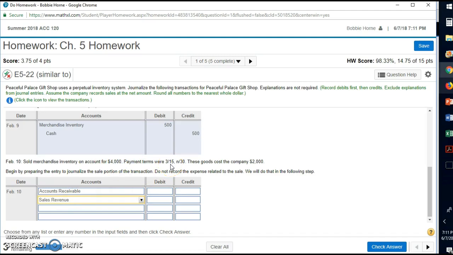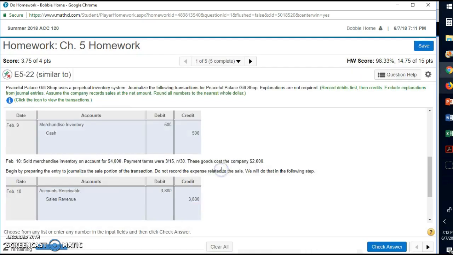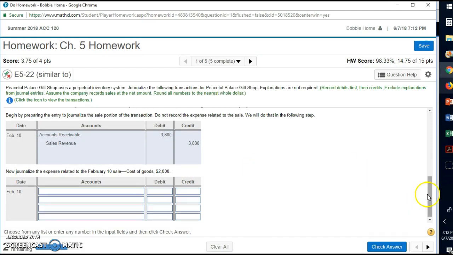So if you do 4,000 times 0.03, the discount would be $120. So 4,000 minus 120 is $3,880. So as a seller, you don't record the sale at the full amount. You record it at the discounted amount. When you're a buyer, you don't worry about the discount until you pay. It's exactly opposite for the buyer and the seller.